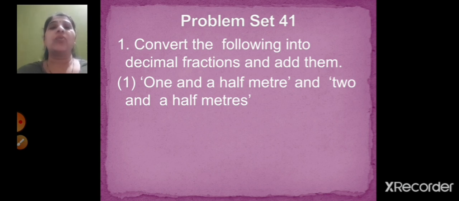So 1 upon 2, it is written in the decimal form as 0.50. Then quarter. Quarter is written as 1 upon 4, and 1 upon 4 is written in the decimal form as 0.25. And 3 quarters is nothing but 3 upon 4. So 3 upon 4 is written in the decimal form as 0.75. So we are going to use directly the decimal form and then carry out the addition.